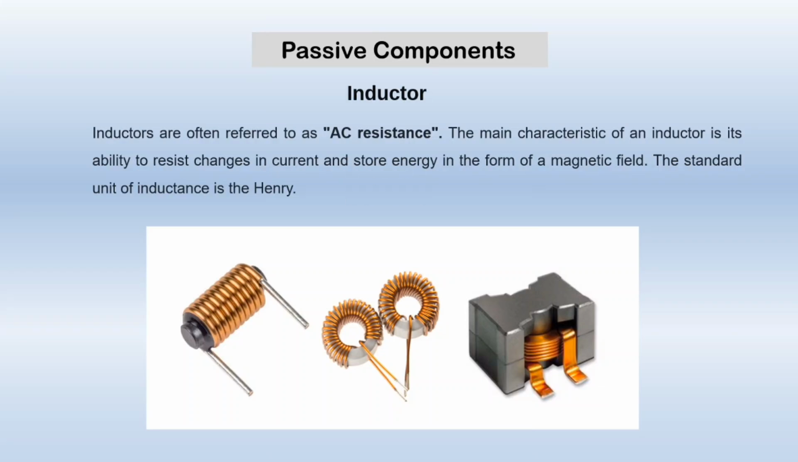In this video lecture, we are going to learn about inductors. Inductors are also referred to as AC resistance as they oppose any change in the current through them. The main characteristic of an inductor is that it has the ability to resist the change in current and store energy in the form of a magnetic field. The standard unit of inductance is Henry.